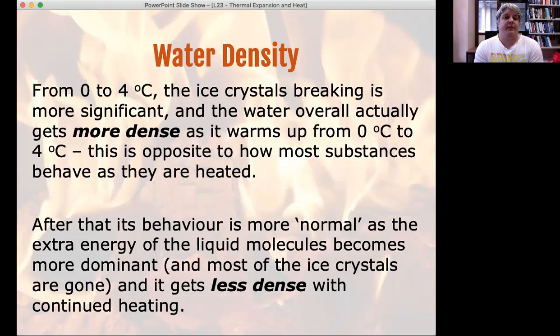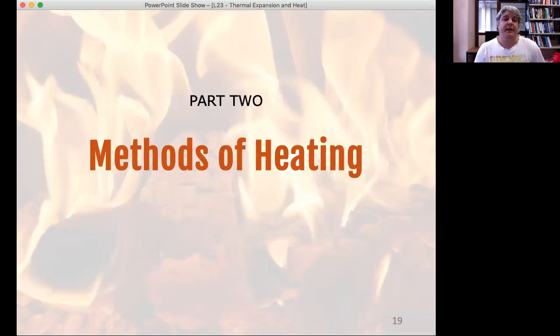So from 0 to 4 degrees Celsius, this is just what I was saying. It gets more dense as it warms up from 0 to 4. It's getting more dense, which is the opposite from almost every other substance. Most substances will get less dense as they warm up. So that is an interesting one, water density. So I do recommend taking a bit of time to think about that and process that whole change in water density between 0 and 4 and then up again from 4.